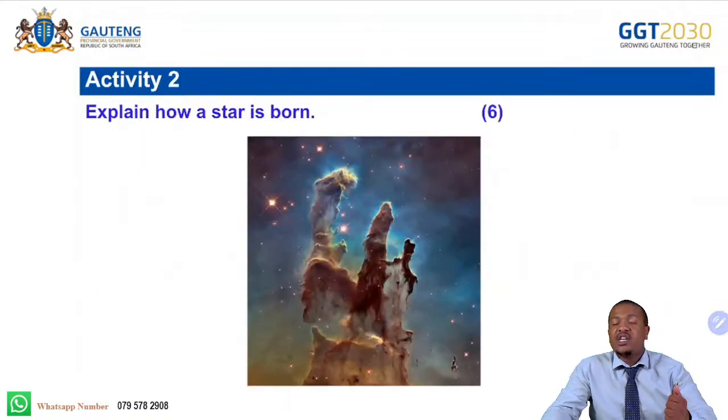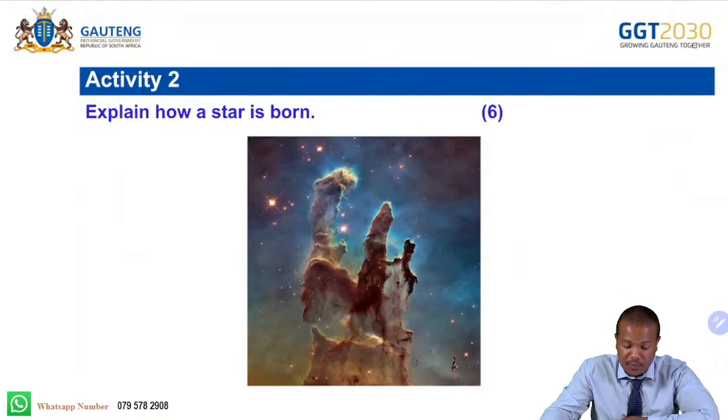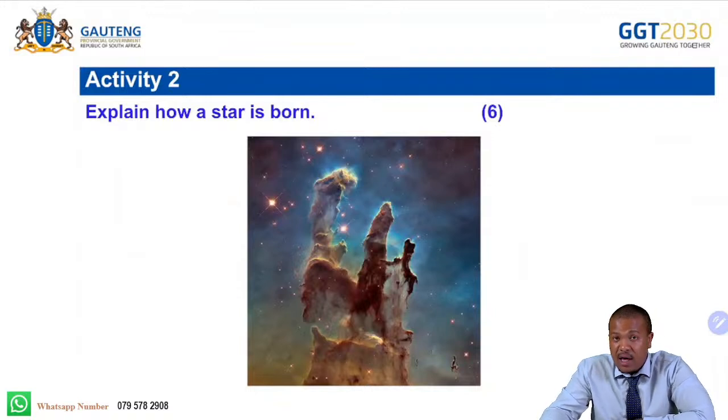So now I want us to look at activity 2, which says explain how a star is born. You can use the picture to help you answer the question, and I'm going to give you 5 minutes for this activity. Then after that, we shall mark together.